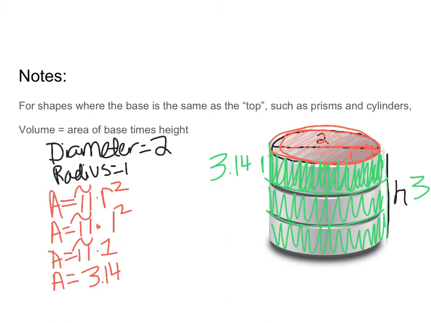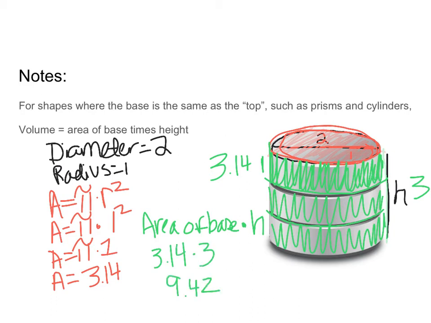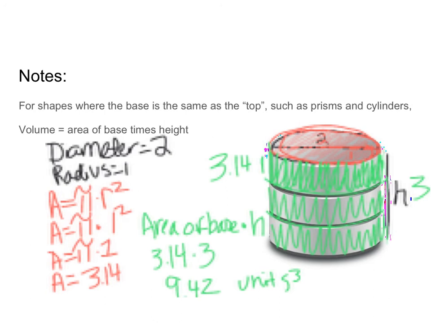So in the end, we would have the area of the base times the height. So 3.14 times 3, which would be 9.42 units cubed. Okay, let's try it again with a different shape.